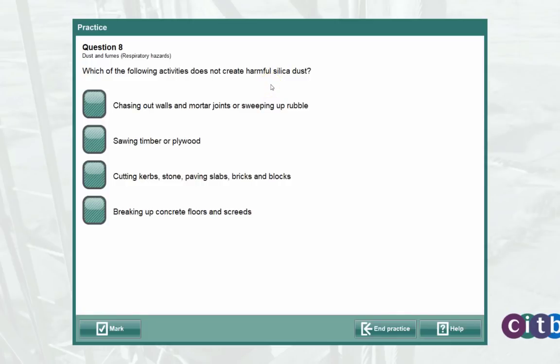Which of the following activities does not create harmful silica dust? Chasing out walls and mortar joints or sweeping up rubble. Sawing timber or plywood. Cutting curbs, stone, paving slabs, bricks and blocks. Breaking up concrete floors and screeds.